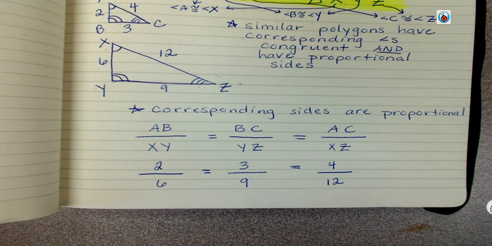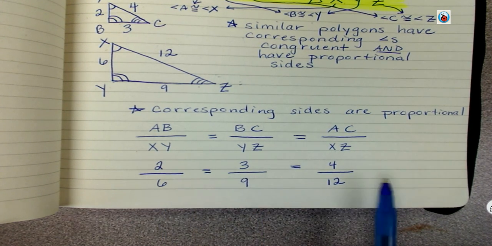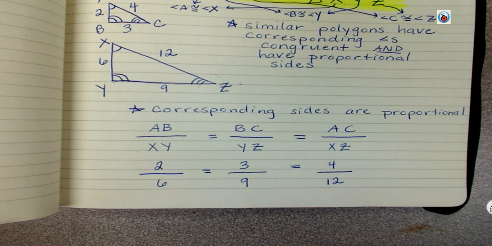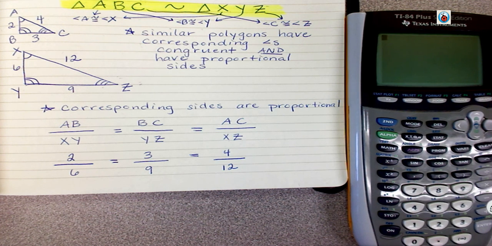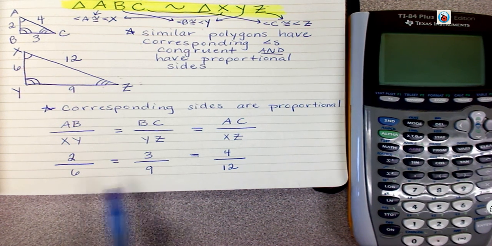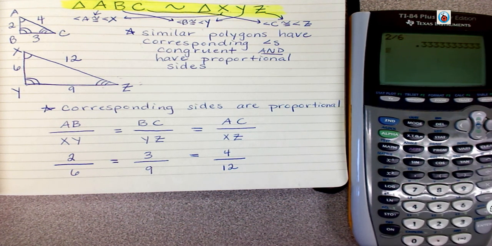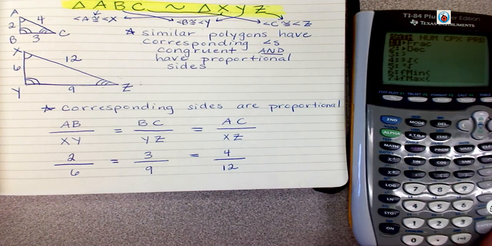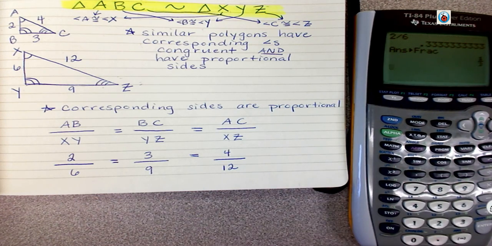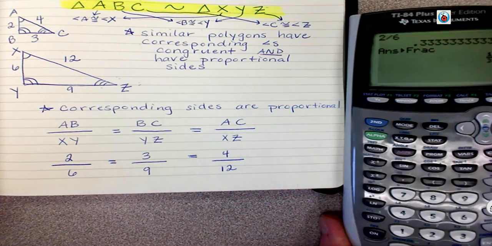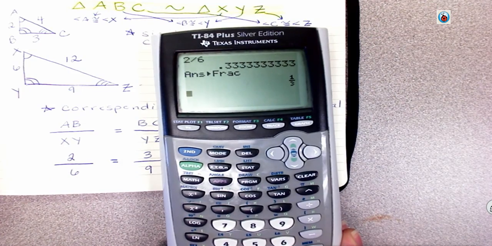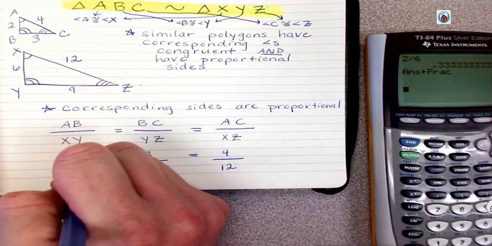Now, if these are proportional, it means all of these are equal and should be the same amount. It means we should be able to take our calculator, simplify each of these fractions, and they should be the same or equivalent. So we have 2 over 6. I want a reduced fraction, and I get 1/3.